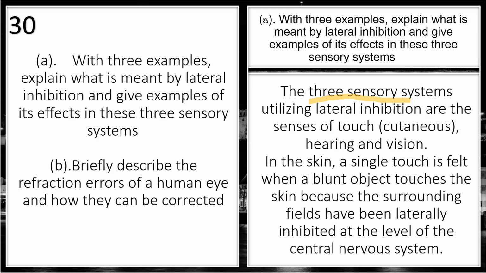The three sensory systems utilizing lateral inhibition are the senses of touch (cutaneous), hearing, and vision. In the skin, a single touch is felt when a blunt object touches the skin, because the surrounding fields have been laterally inhibited at the level of the central nervous system.